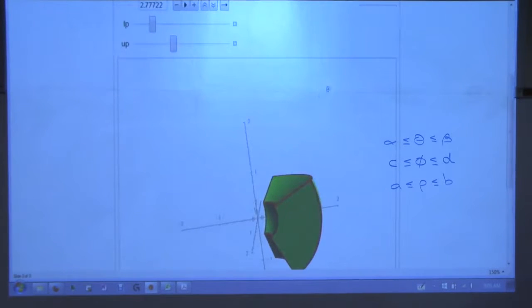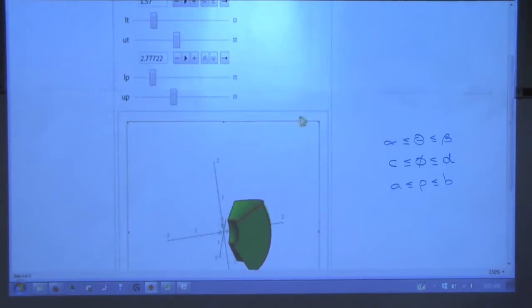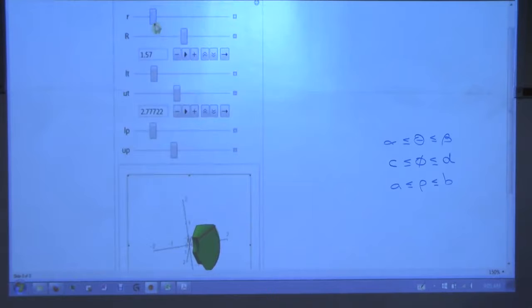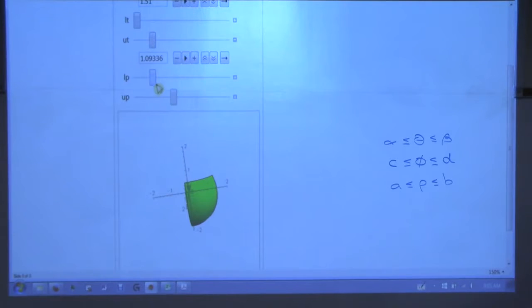Now I can adjust this, which I will, just to show you some different variations. Let me make this a little smaller so I can see what I'm doing. How about I let my radius go from the origin out. Okay, here's another region. Bring it up a little bit there. And let me just swing this around so I can see what I'm doing.